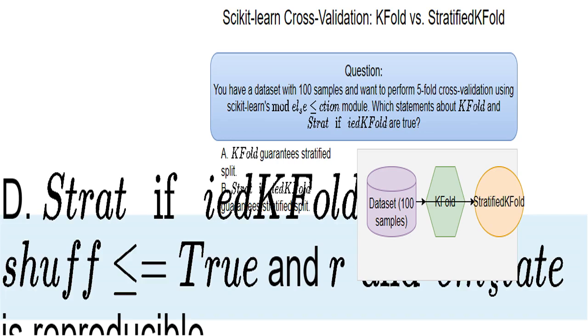This is our starting point. A dataset containing 100 samples. This number is important because it influences how cross-validation will work. Remember, we'll be splitting these samples into folds.